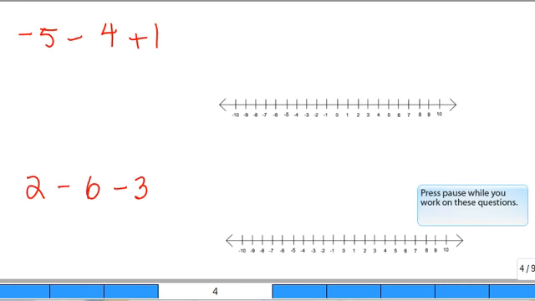Now it's your turn to give it a try. Press pause while you work on the question before you press play again to check your solution.